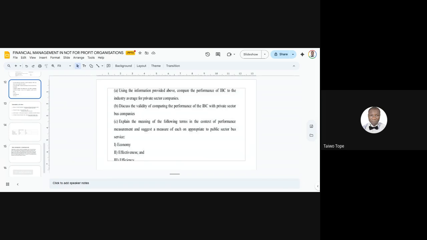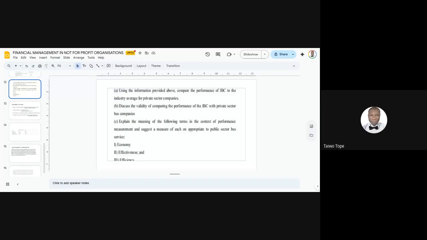Who can explain this? We should discuss the validity of comparing the performance of the IBC with private sector companies. Any explanation to back this up? Is it valid? Is it justifiable to compare these two organizations? To me, it's not justifiable because the private sector is out there to make profits, while the not-for-profit IBC is there to just serve the people, not to make profits. So comparing both of them is not fair. Yes, it is not fair.